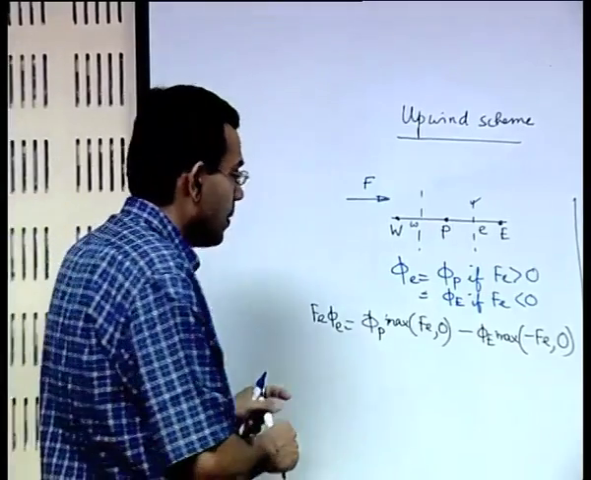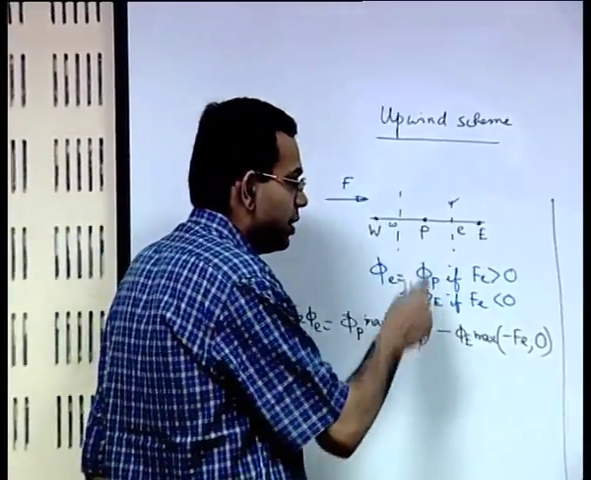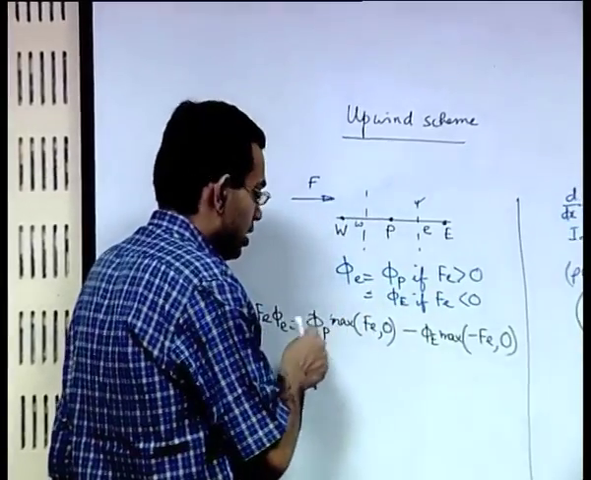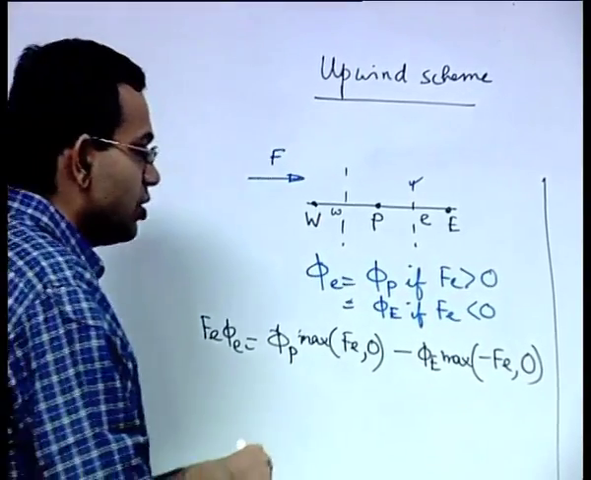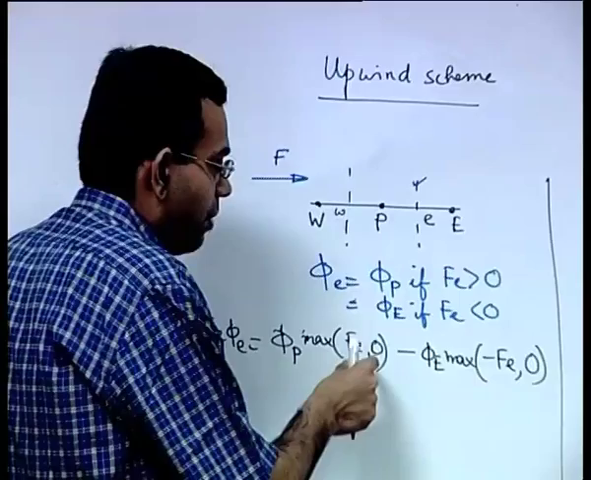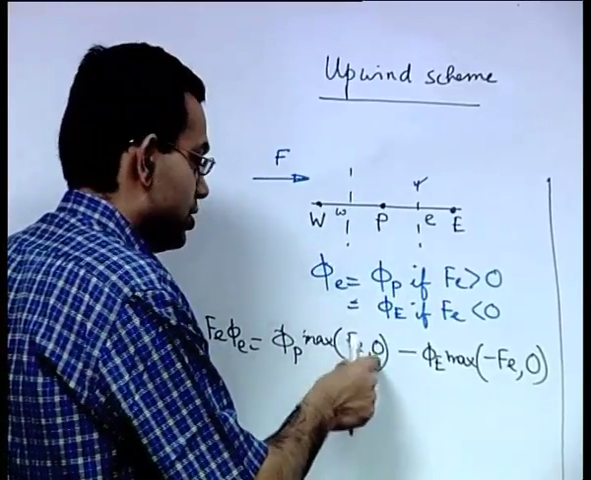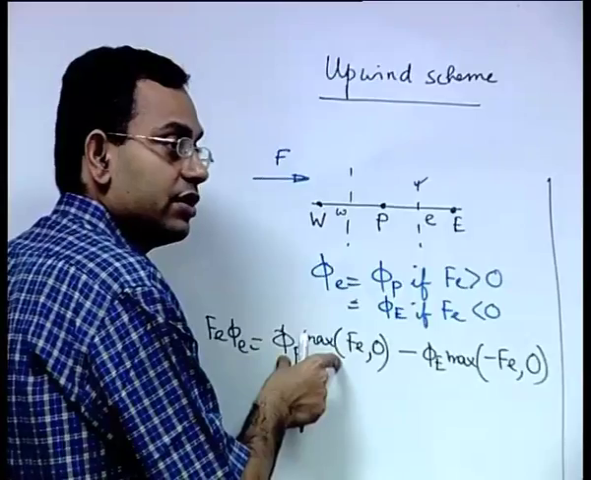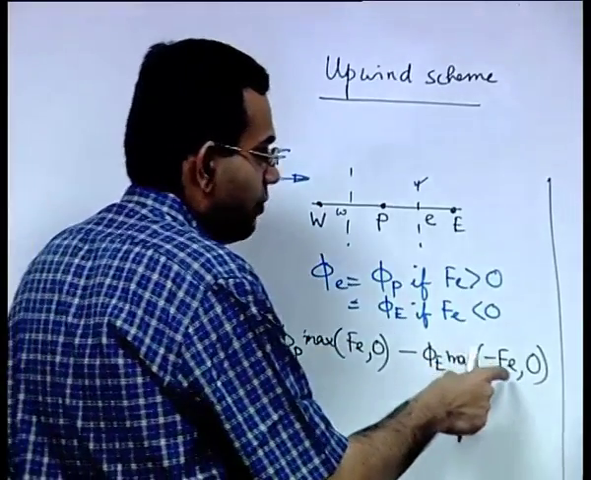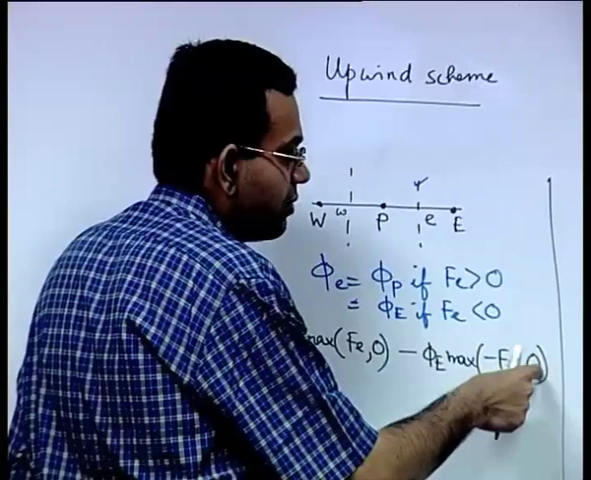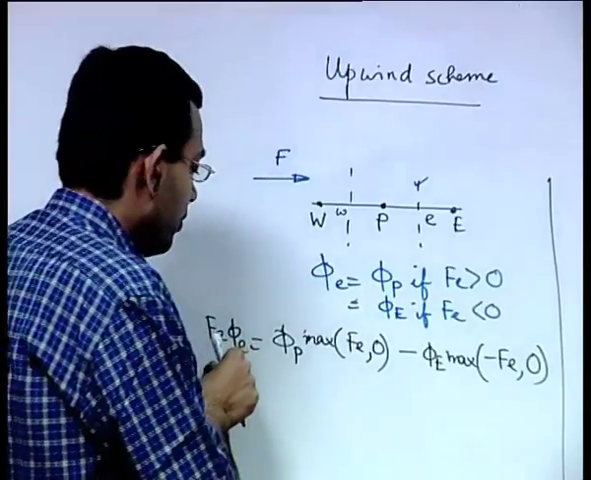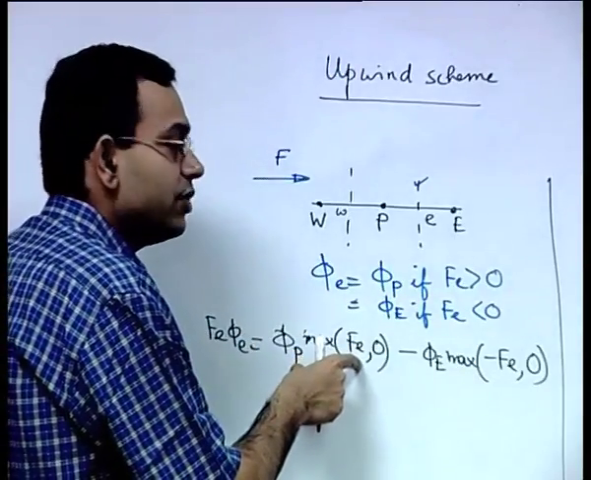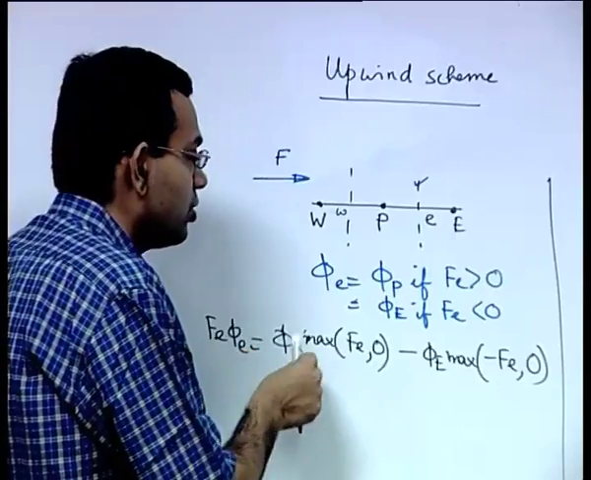Now let us consider these two cases separately. Let us consider F e greater than 0. When F e is greater than 0, then max of F e and 0 is F e. So this becomes phi P into F e. Also, max of minus F e and 0 is 0, so this term becomes 0. So F e phi e becomes equal to F e phi P, that means phi e equal to phi P if F e is greater than 0.